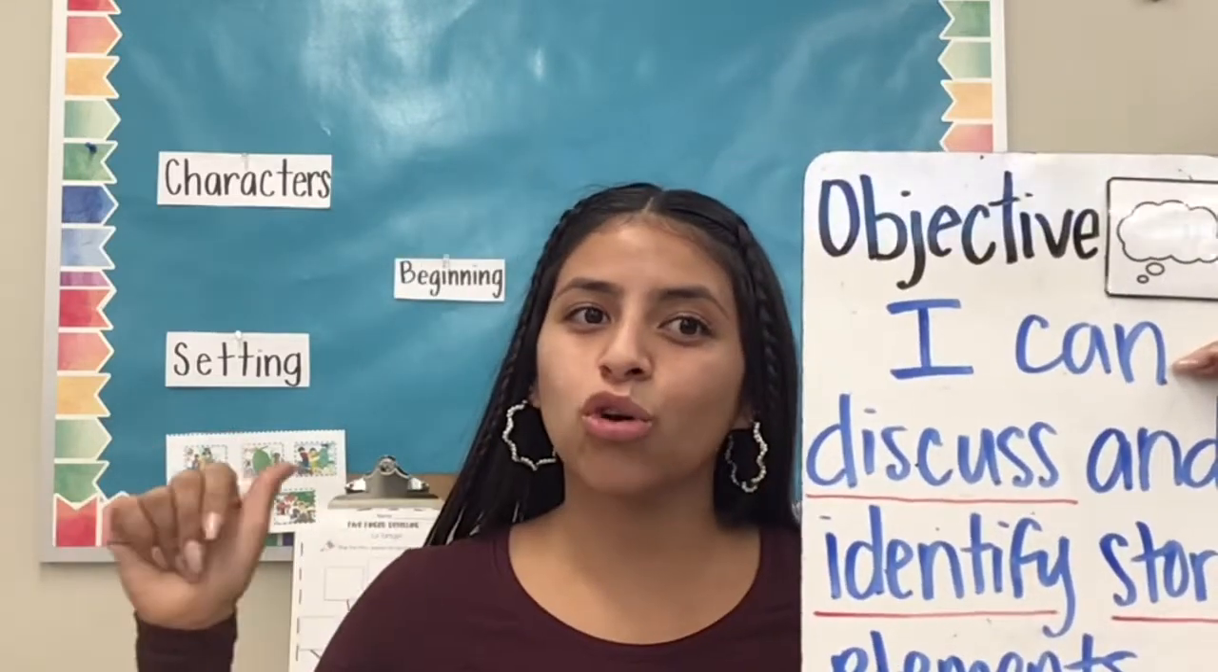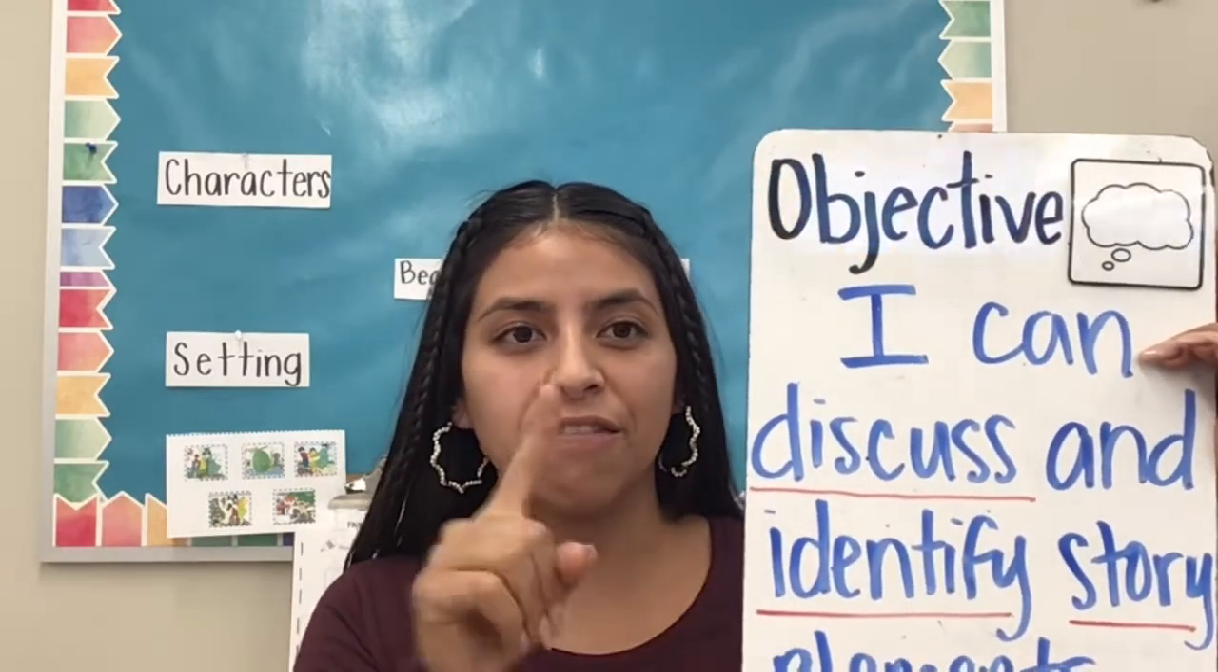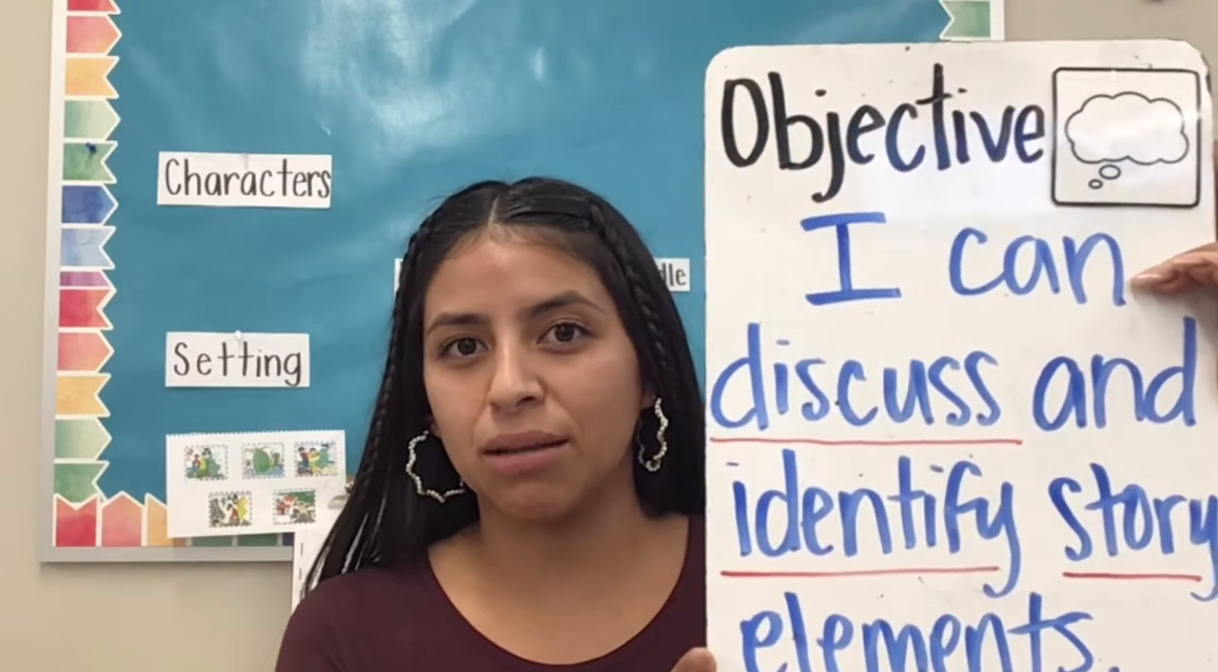We said we're going to be discussing. So discussing is when you talk, you're just talking about something. That's discussing. We're going to be talking about our story elements. We're also going to be identifying. Identifying is when you can find, when you look, when you notice. So we're going to be really looking and talking about our story elements.